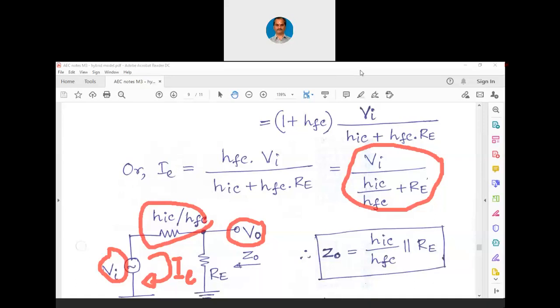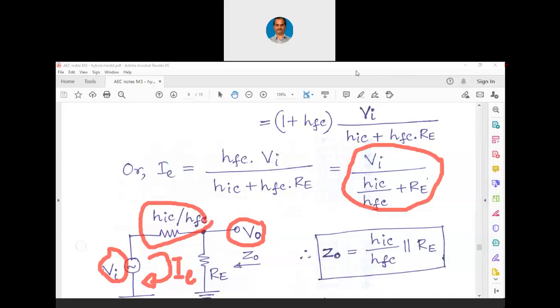1 plus HFC into VI equals VI plus HFC into VI. Yeah, that one we have ignored, right? 1 plus HFC can be ignored because HFC is nothing but it is equivalent to beta, just like HFE. That is why that unity is ignored. Okay. So, output impedance Z0 is simply this HIC by HFC in parallel with RE. That is the expression for output impedance.